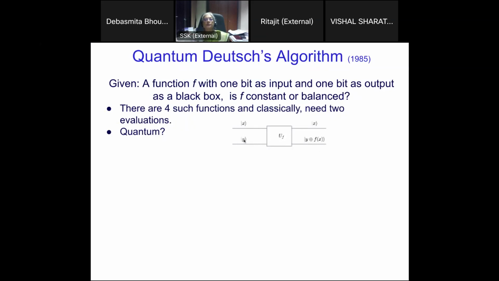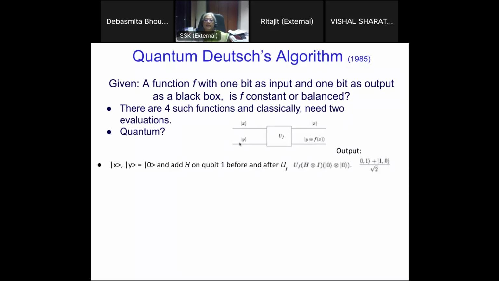So now what do we choose x and y to be, so that we can for sure tell whether the function is constant or balanced? Suppose I choose both x and y to be |0⟩, and I add a Hadamard operation. I presume you know what Hadamard is. It creates equal superposition. So if you have |0⟩ and apply Hadamard on it, you get (|0⟩ + |1⟩) divided by root 2.